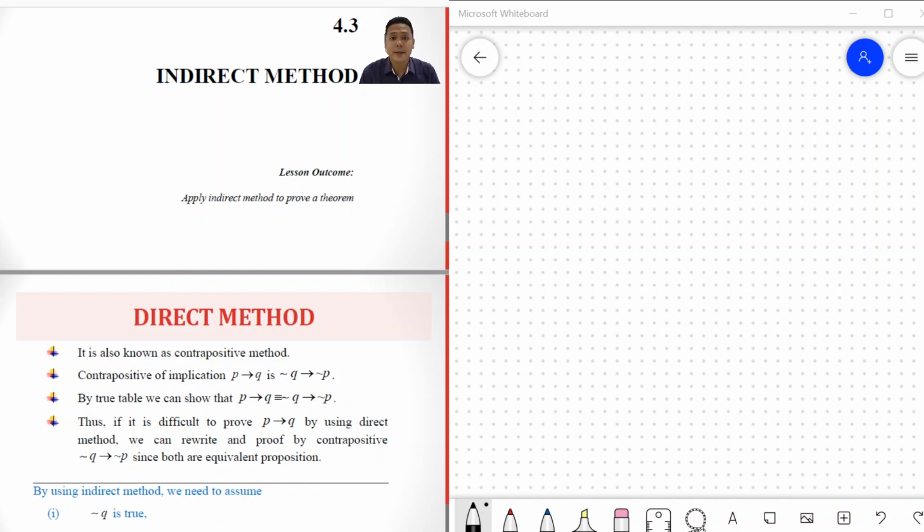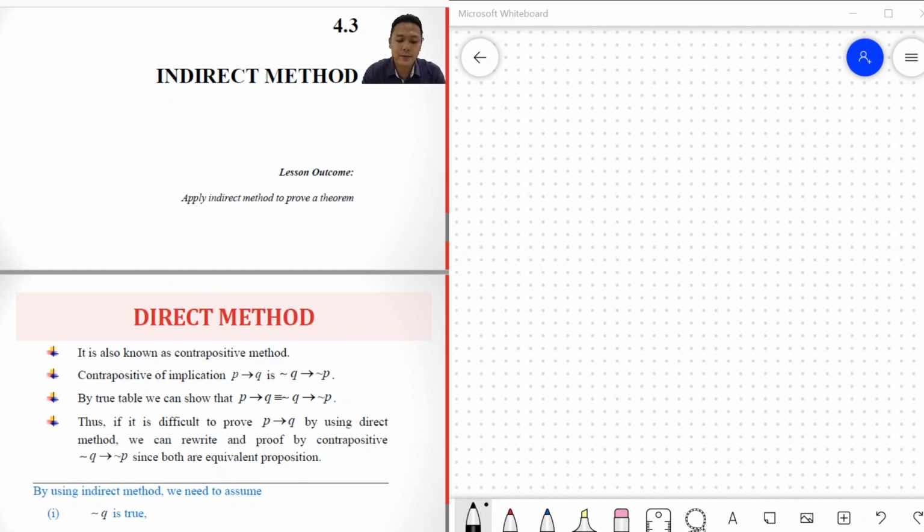We have modus ponens. We have also modus tollens. Modus tollens, the argument starts with not Q implies not P. The second argument is not Q. Therefore, you show as a conclusion not P. Indirect method is also known as a contrapositive method because it is based on modus tollens, method of denying.